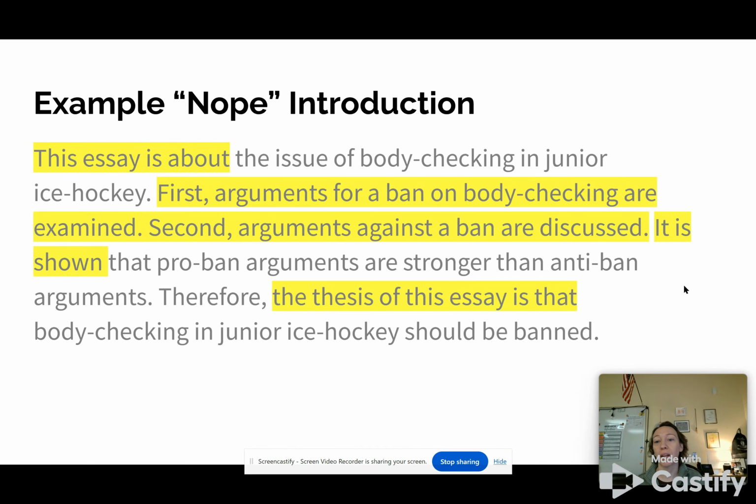First, arguments for a ban on body checking are examined. Second, arguments against a ban are discussed. It is shown that pro-ban arguments are stronger than anti-ban arguments. Therefore, the thesis of this essay is that body checking in junior ice hockey should be banned.